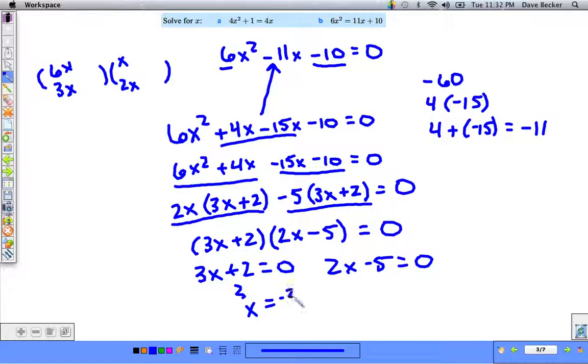X would equal negative 2/3, or x would equal 5/2. And again, what does that mean? Well, that means if I replace x up here with either one of these and did my arithmetic, I would get 0. Also, if I graphed the function 6x squared minus 11x minus 10, the parabola, the graph of that particular quadratic, would intersect the x-axis at negative 2/3 and 5/2. And again, we call these solutions or roots.